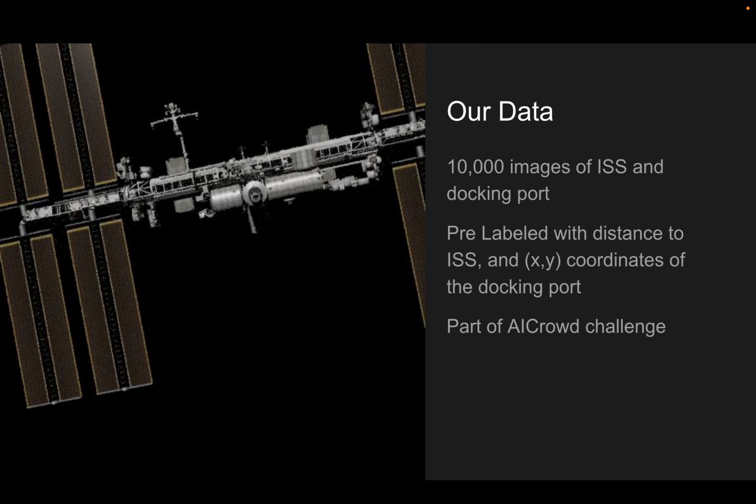Our dataset contains 10,000 images of the ISS and their respective docking port locations. Each picture has a label of the X and Y coordinates of the docking port, as well as the depth or distance from the ISS. This dataset was obtained as a part of an AI crowd challenge.